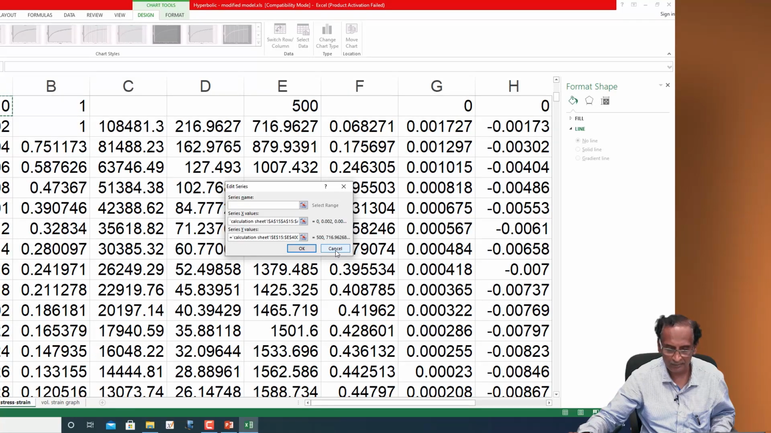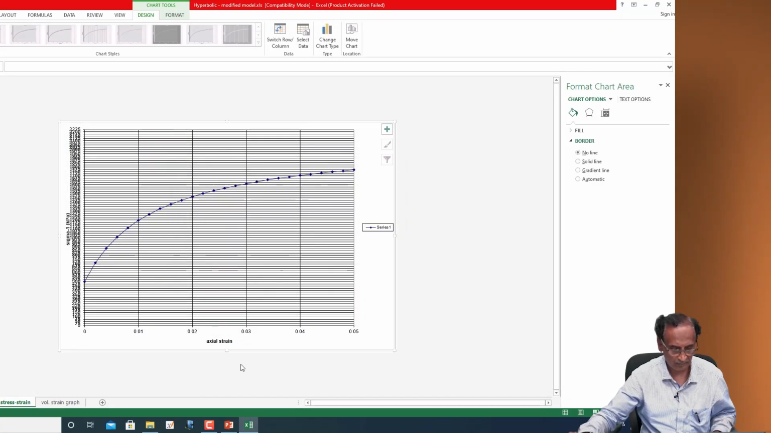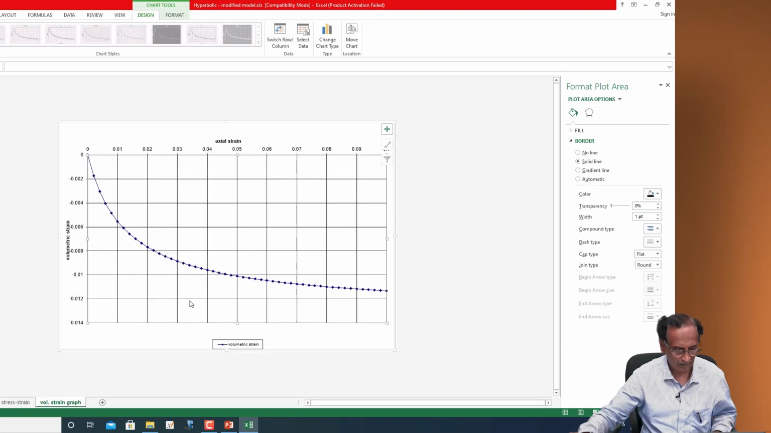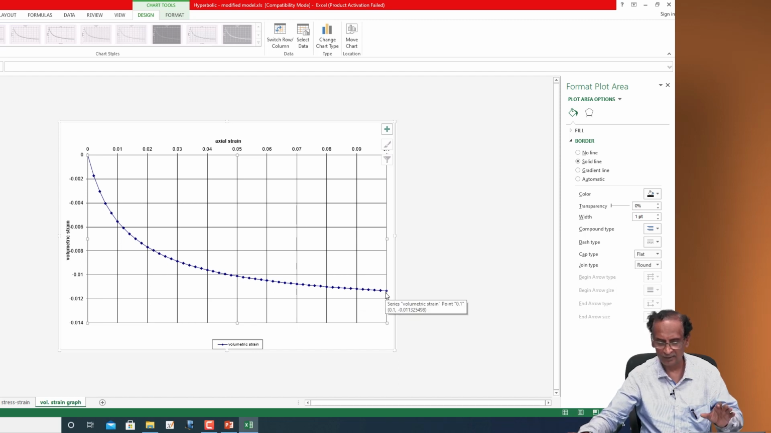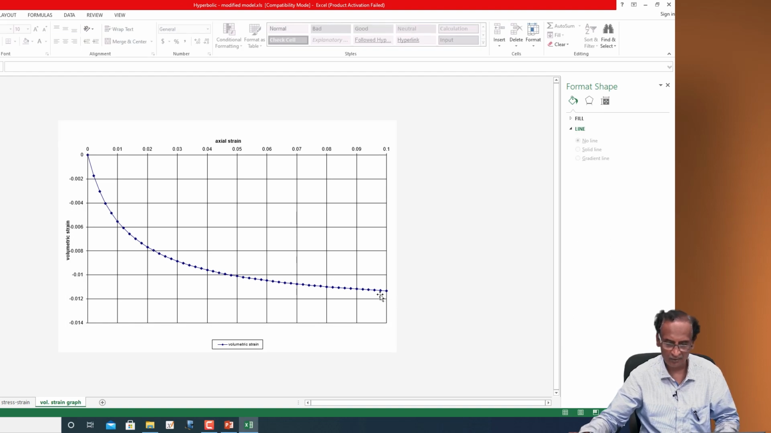I think I will not change this value, but you can do it yourself, you can increase the range of the x values and plot up to larger axial strain. Then we will see that your volume will remain more or less constant. Okay.